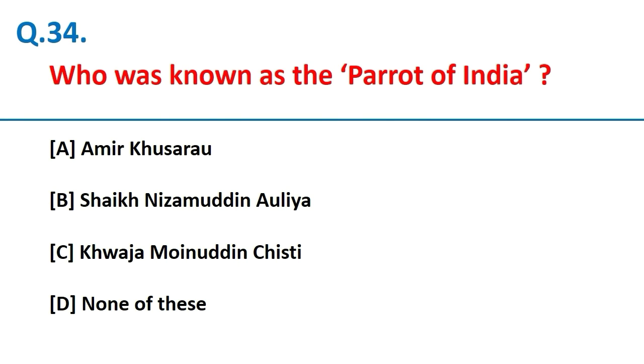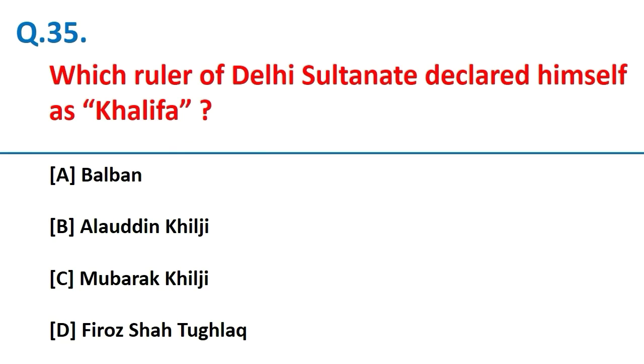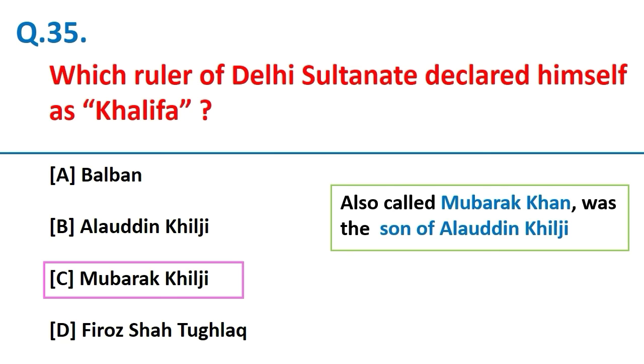Question number 34. Who was known as the Parrot of India? Amir Khusrau. And friends, he was the famous court poet of Alauddin Khilji. Which ruler of Delhi Sultanate declared himself as Khalifa? Mubarak Khilji. And friends, Mubarak Khilji was also called Mubarak Khan and he was the son of Alauddin Khilji.